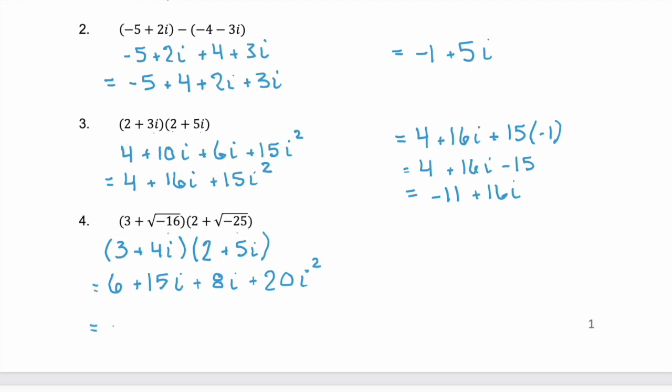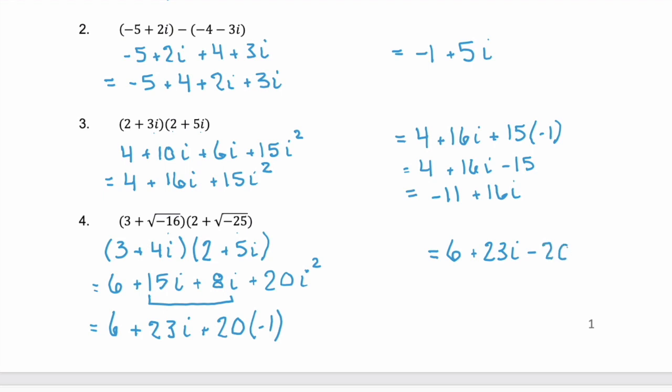And let's simplify. Combining like terms, we have 6. 15i plus 8i is a plus 23i. And then we have plus 20 i squared, where i squared is the -1. Okay, let's continue to simplify. We have 6 plus 23i minus 20. Now we're going to combine the 6 and the -20, and that gives us -14 plus 23i.